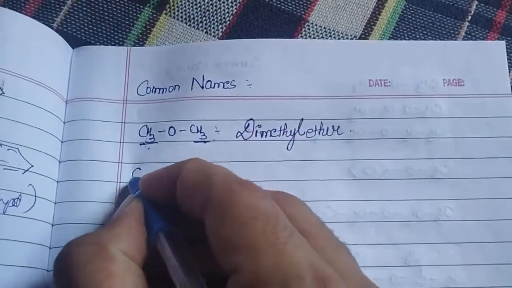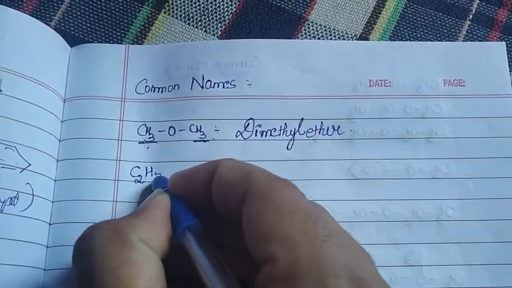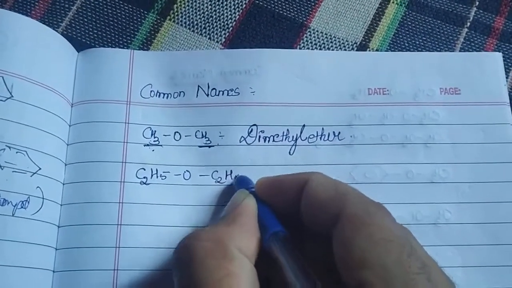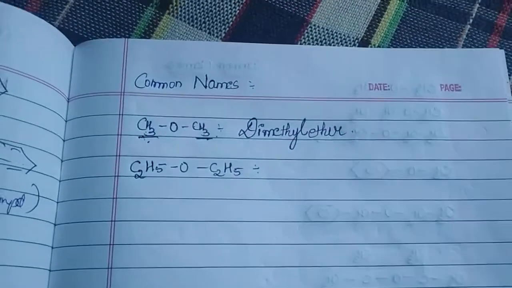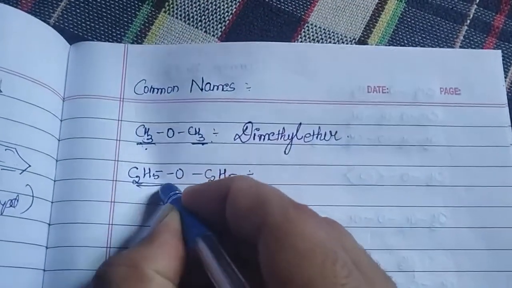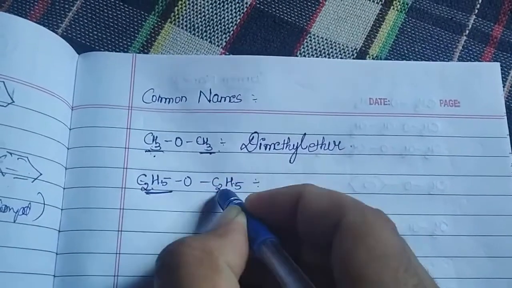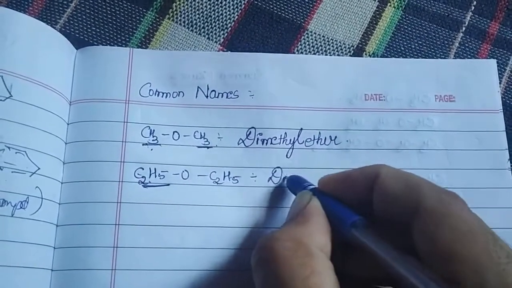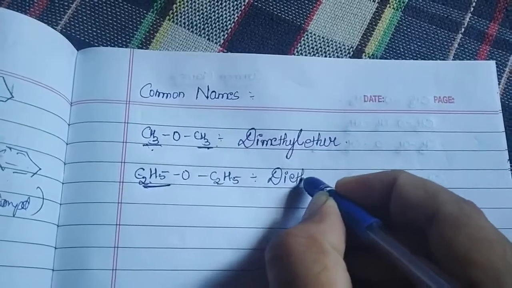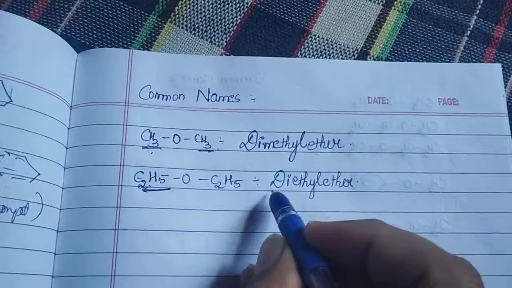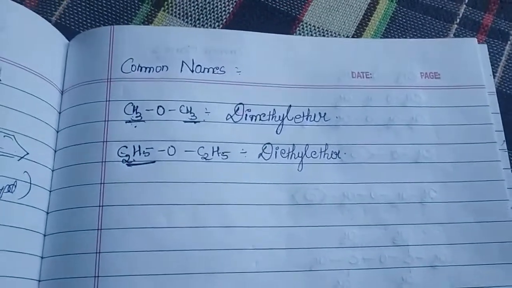If I take the same scenario for C2H5OC2H5, how can I write this? Yes, the common name of C2H5 is ethyl. Since there are two such ethyl groups, I can write it as diethyl ether. Diethyl ether. Are you getting my point?